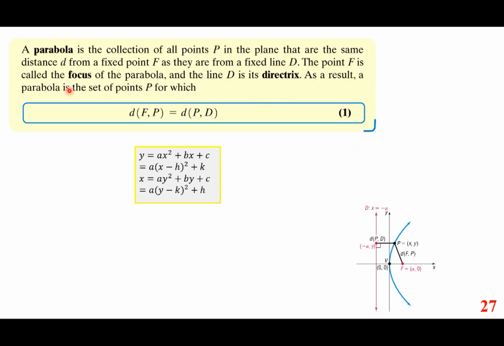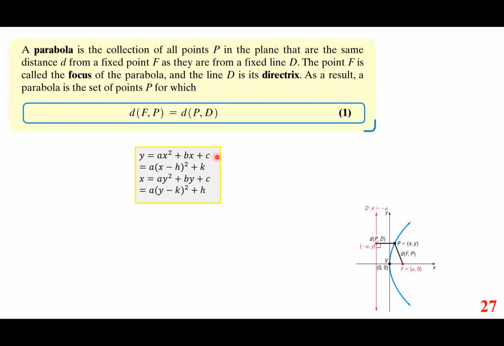As a result, a parabola is the set of points P for which the distance between F, the focus, and that point P is the same as the distance from that point P to the directrix. These two distances are identical. If you look at the center and look at the distance from here to F and to D, these two must be the same. This is called the focal distance. Sometimes they call it F, sometimes they call it P.